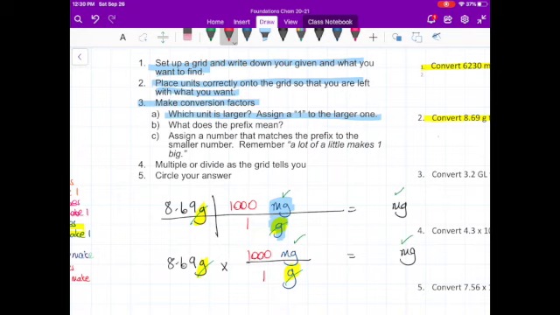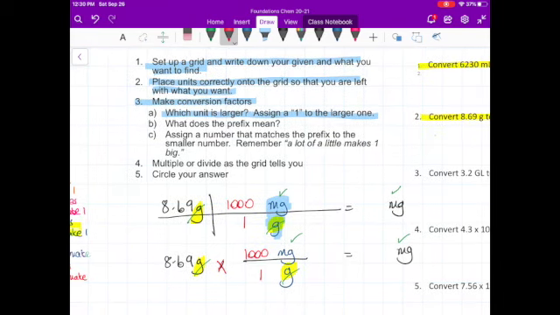So now what does that mean? Well, this one's very obvious. I just multiply. And in my grid, those lines mean multiply, so I'm going to have 8.69 times 1,000, 8,690 milligrams.